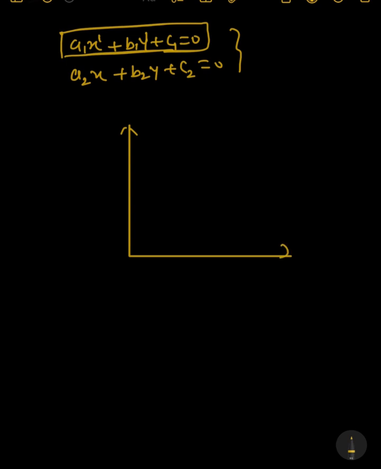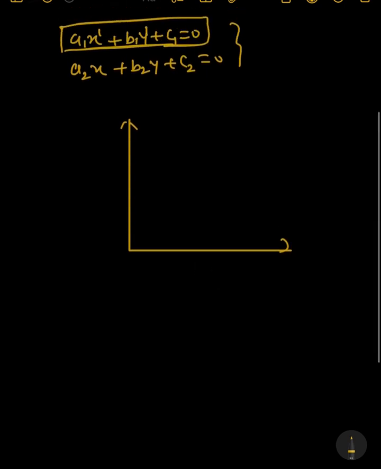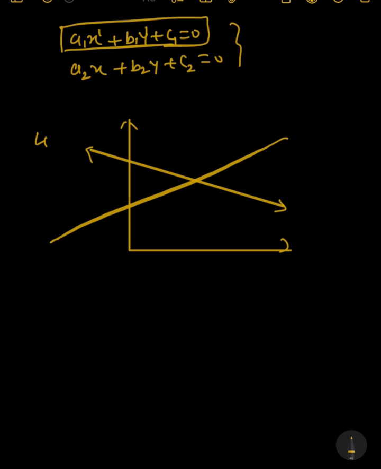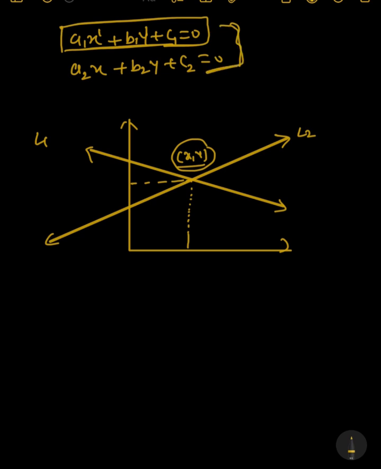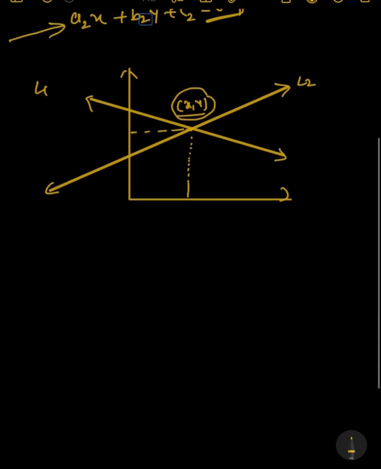So suppose we draw a line like this. This is for equation 1, and we draw a second line which is for equation 2. Now at this point there will be a coordinate x and y. This x and y coordinate will be the solution of this simultaneous equation, which will satisfy this equation and this equation also at the same time, okay.